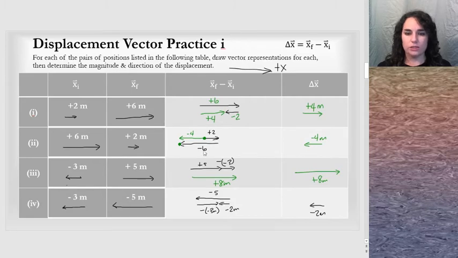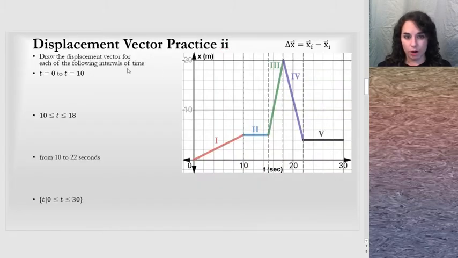It looks a little different. We're going to keep using vector representation to help us in identifying. So I want to bring up another problem. Draw the displacement vector for each of the following intervals of time.